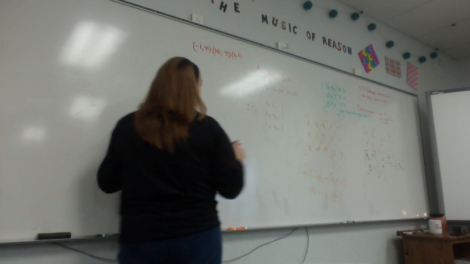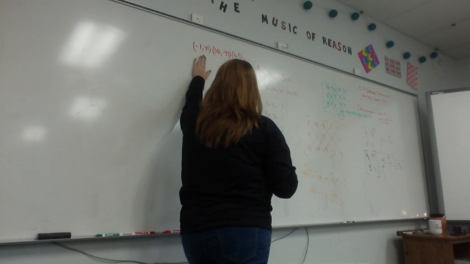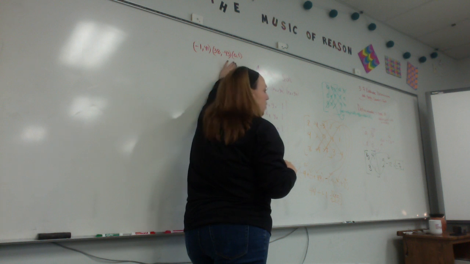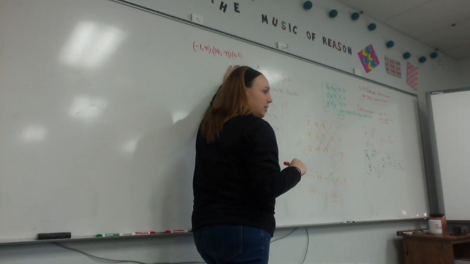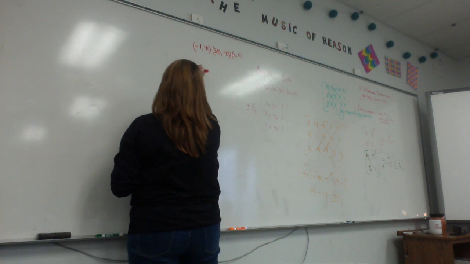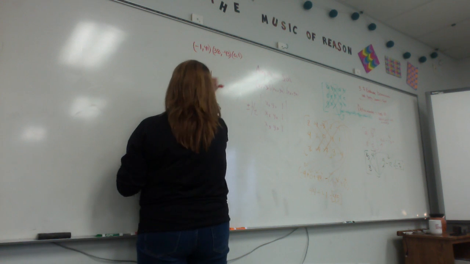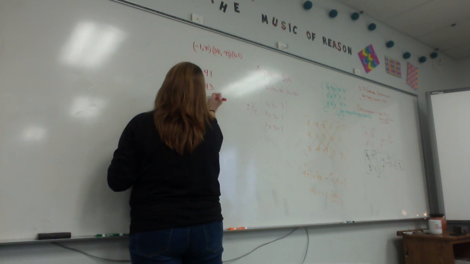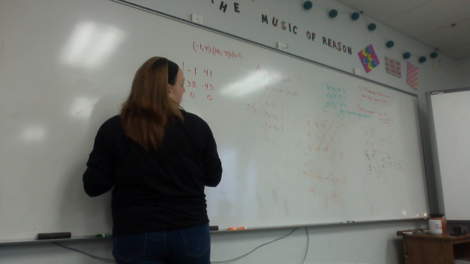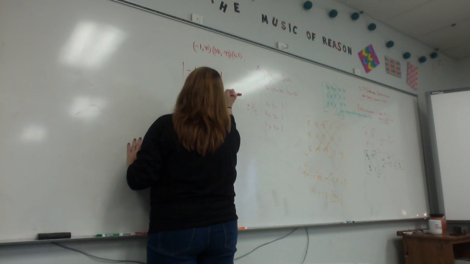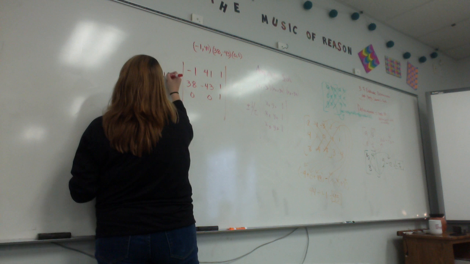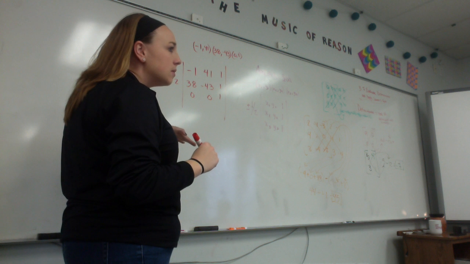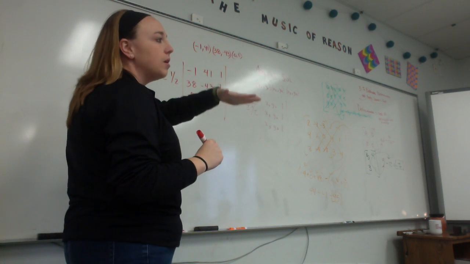So I'm going to set up a determinant. It doesn't matter which one's x1, x2, or x3, as long as whatever x1 is, y1 goes with it. So I'm going to say -141, 38, -43, and 0, 0. What else do I have to put with this? Ones. You need placeholders because there are 3 sets of coordinates, so you have to have 3 rows and 3 columns.